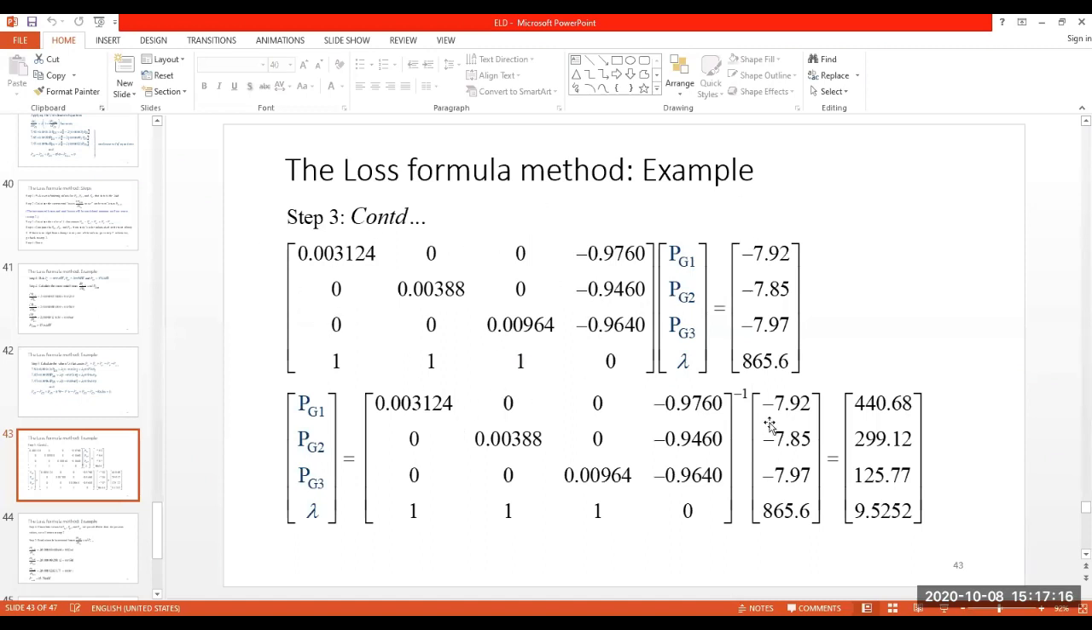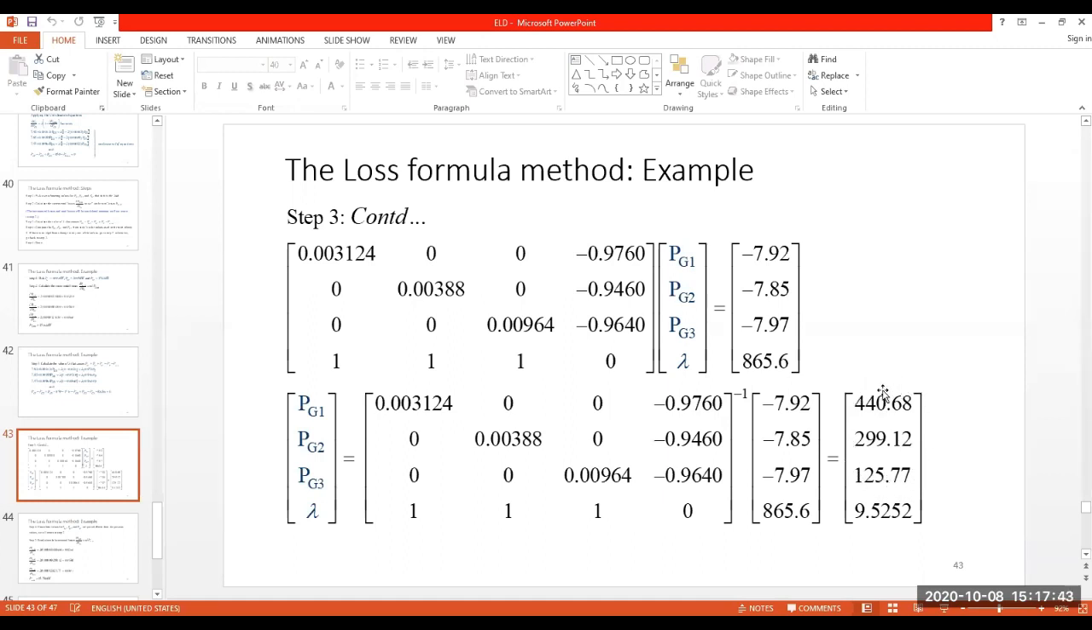Take it to the other side. Get the inverse, and you solve for the 4 unknowns. Okay, so these PG1, PG2, PG3 are the updated values, and at the same time you have obtained the value of the Lagrange multiplier lambda. Okay, so you see they are updated. We started with 400, 300, and 150. Now you see these are updated. All of them are updated.